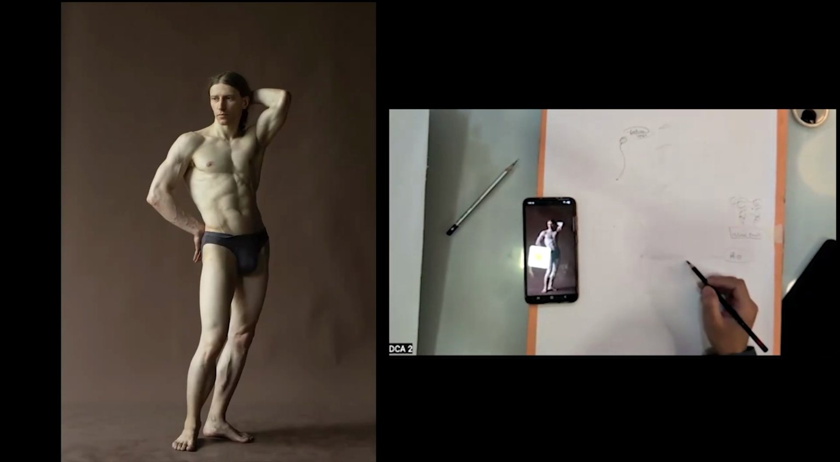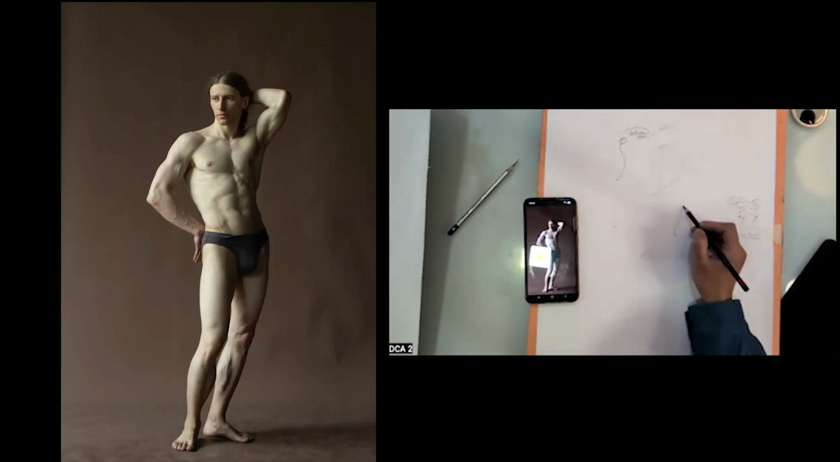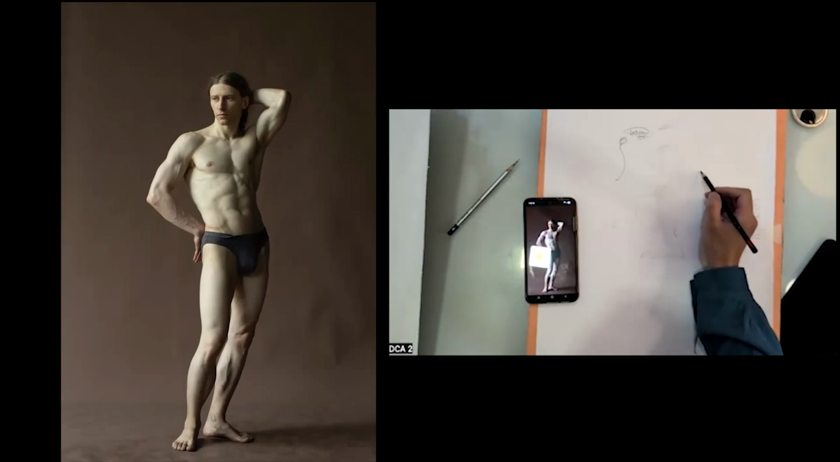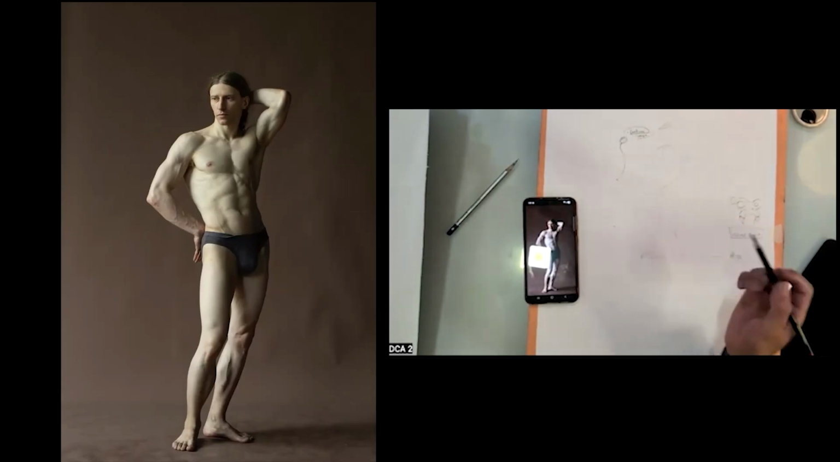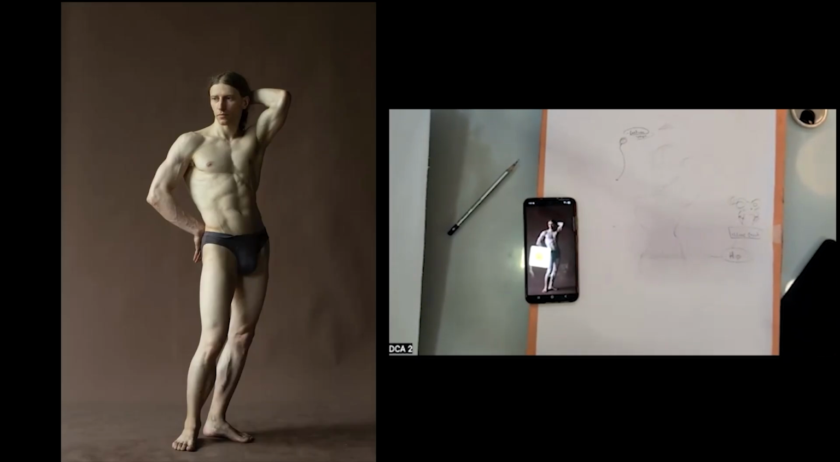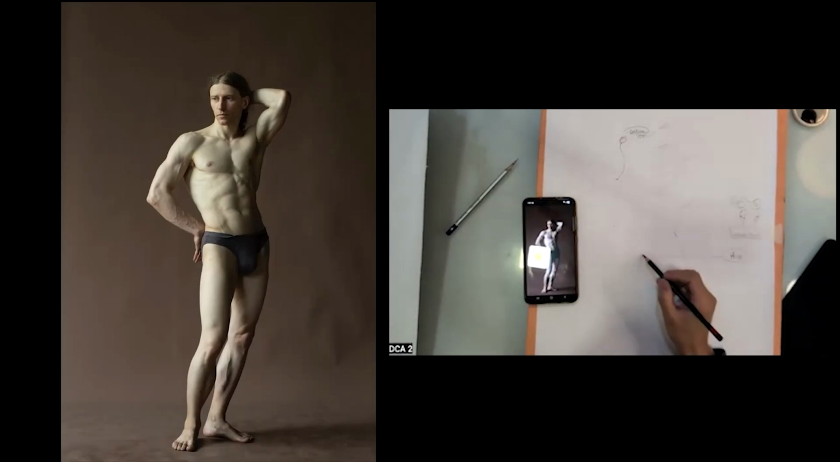In your artwork, I think it's also really important to bring as much dynamism as you can so that the model you are drawing is not too stiff. If it's too stiff, it looks more like a structured robotic model rather than a human model.